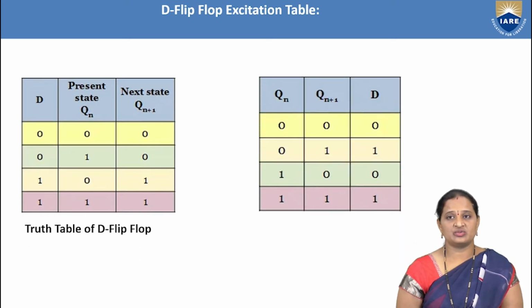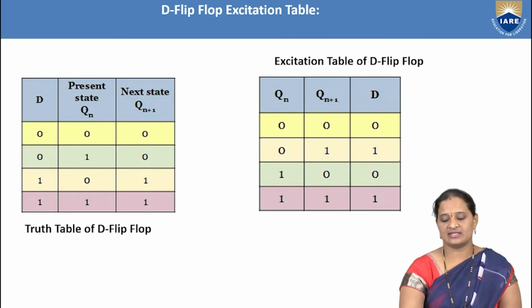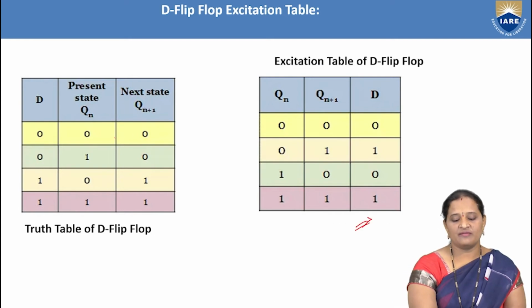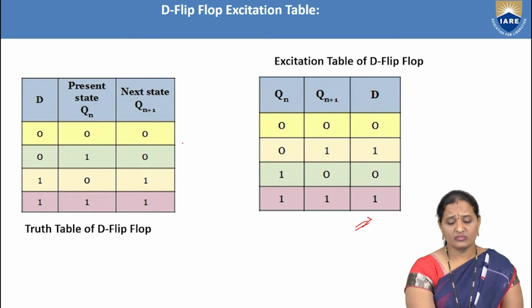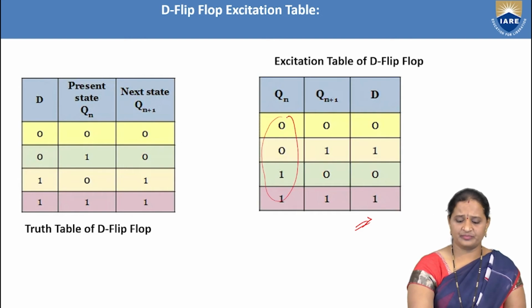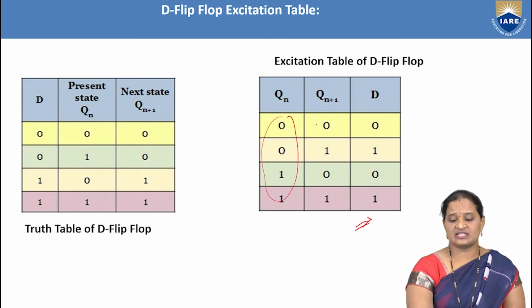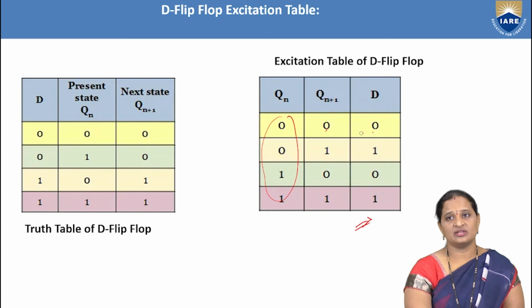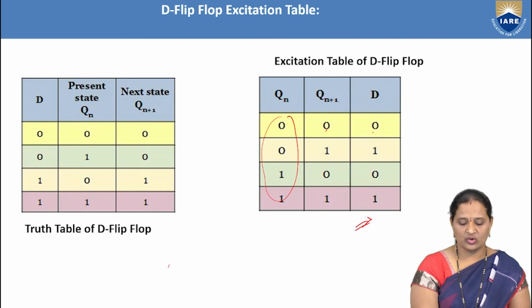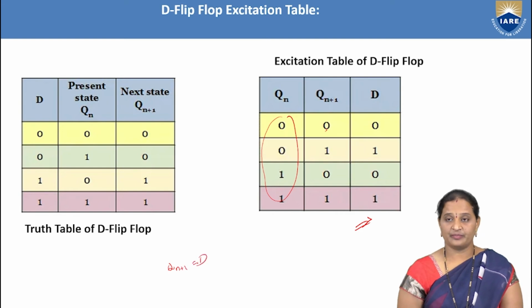So we have considered the truth table, and this is our excitation table. Now, as I told you, irrespective of the present state, the next state is equal to the data. So as here we have present state as 0, we can write data input as 0. And for next state as 1 here, data input as 1. Because we know that Q(n+1) is equal to D.